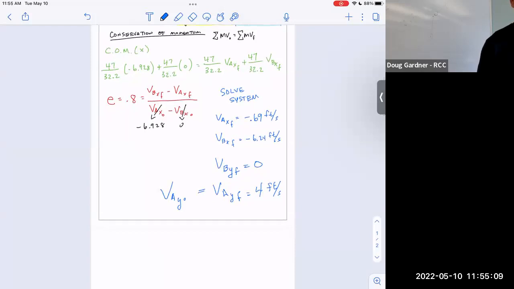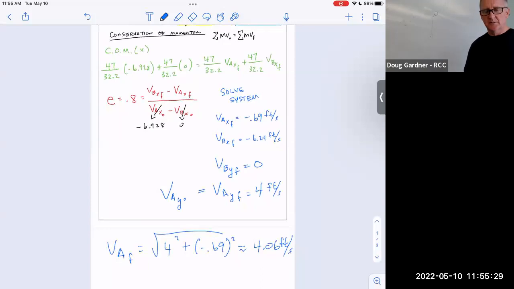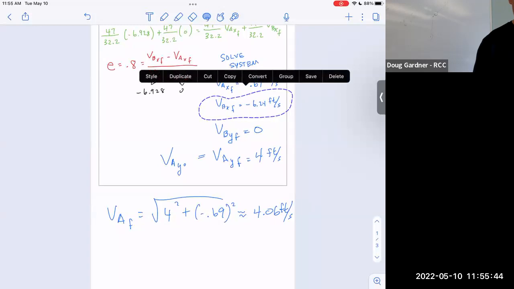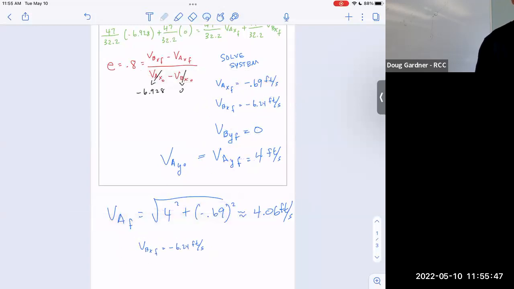Yeah, that's exactly right. So if you just want to know what the velocity of A final is, you'd have to take the square root of those two added together. Which is approximately 4.06. I would assume that's probably what's in the back of the book here. So this is probably what you'd see in the back of the book.